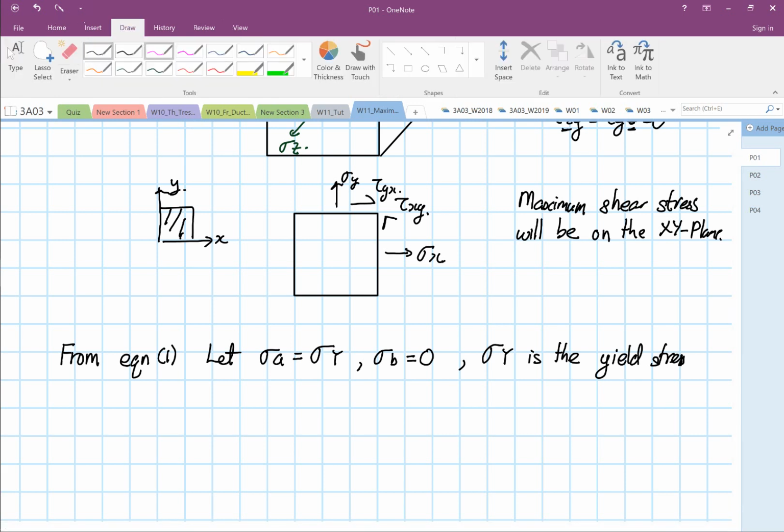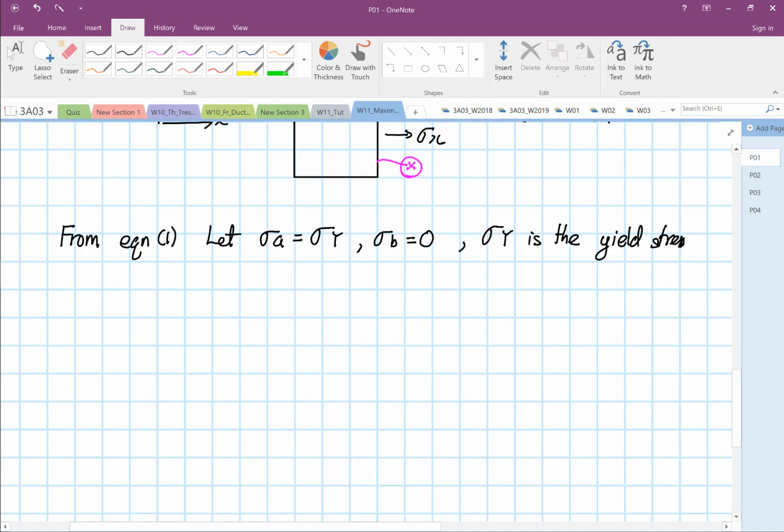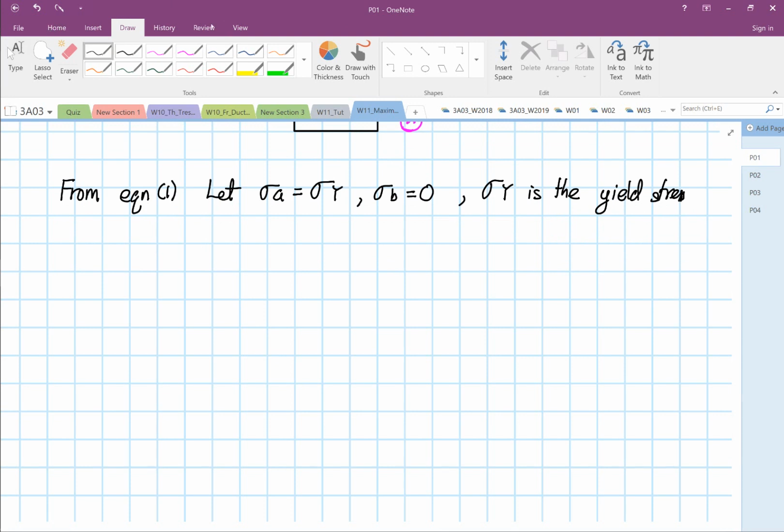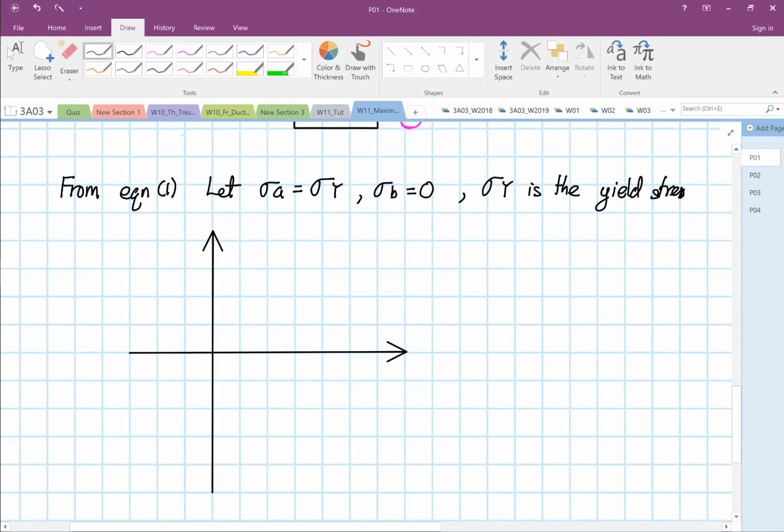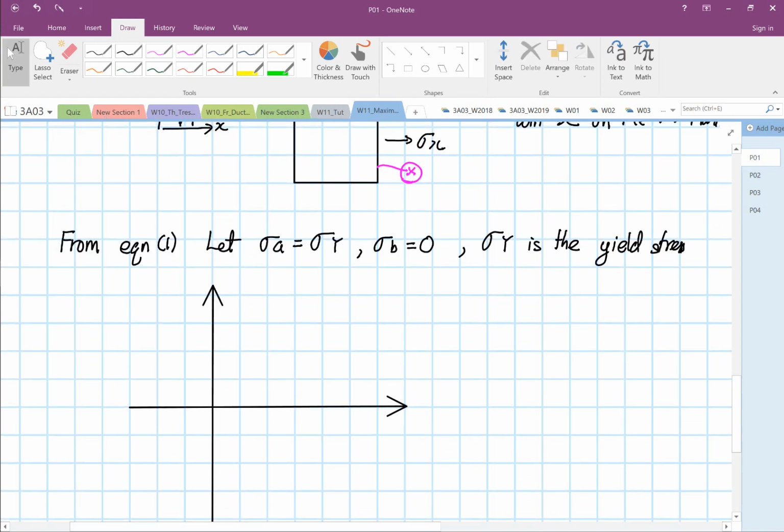This will be our point X, and this will be our point Y. So we draw a 3D Mohr circle. There's one point here. We know stress X is tensile at this point. We know stress Y is also tensile.